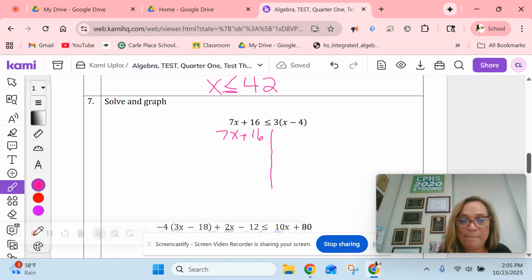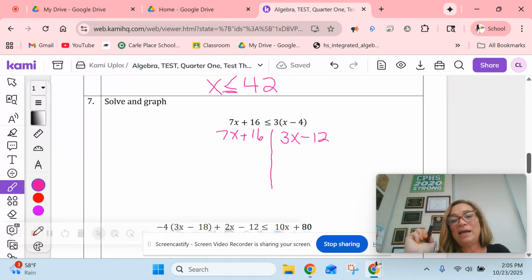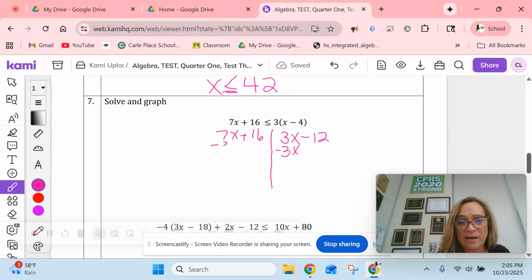Just going to draw a line. That gives me 3x minus 12: 3 times x, 3 times negative 4. Now, I know some of you like to subtract the smaller number from the bigger number, and that is a good strategy. Personally, when it's an inequality, I always go left. It does work out because 3 is smaller than 7, but I would have gone left anyway. So that gives me 4x plus 16, and that gives me negative 12.